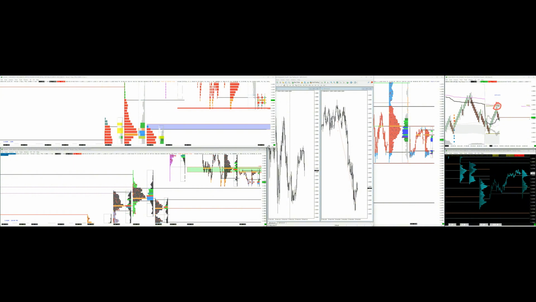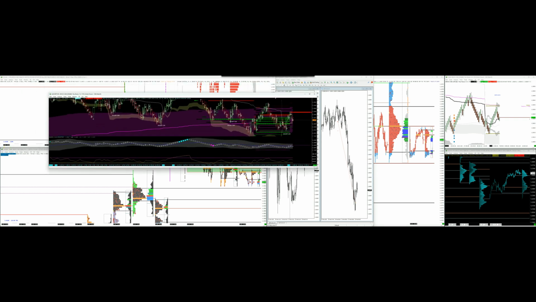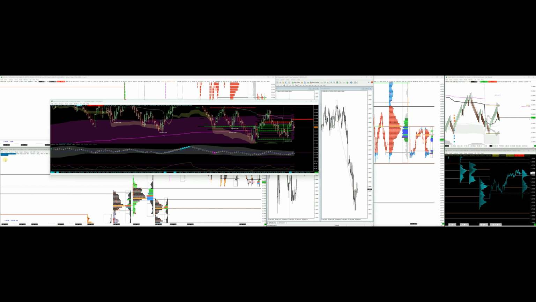We also had a pending order showing on the absorption chart, which I'll show you now. Just bring it down for you. You can see that here. So that was a resting order sat on the depth of market.